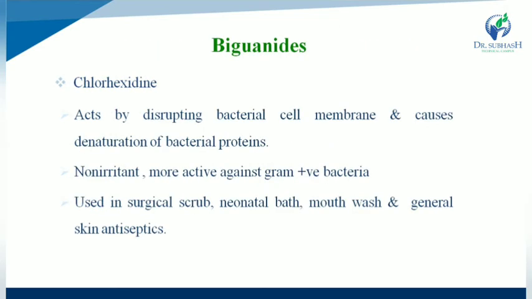Next one is biguanide. An example of biguanides is chlorhexidine. Chlorhexidine acts by disrupting the bacterial cell membrane and causes denaturation of bacterial protein. It is non-irritant and more active against gram-positive bacteria. So what was the role of chlorhexidine? It acts by disrupting the bacterial cell membrane and causes denaturation of bacterial protein, and it is more active against gram-positive bacteria.